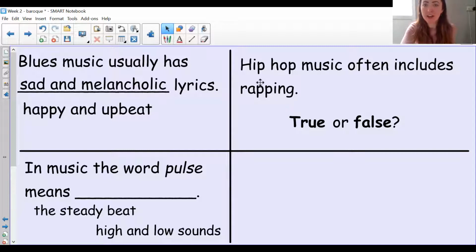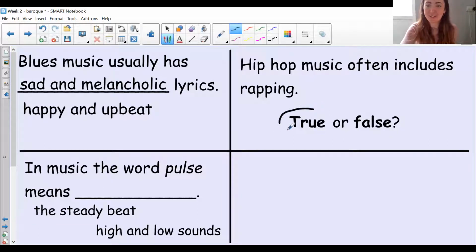Next, a question from last term. Hip hop music often includes rapping. Is that true or false? It is true.